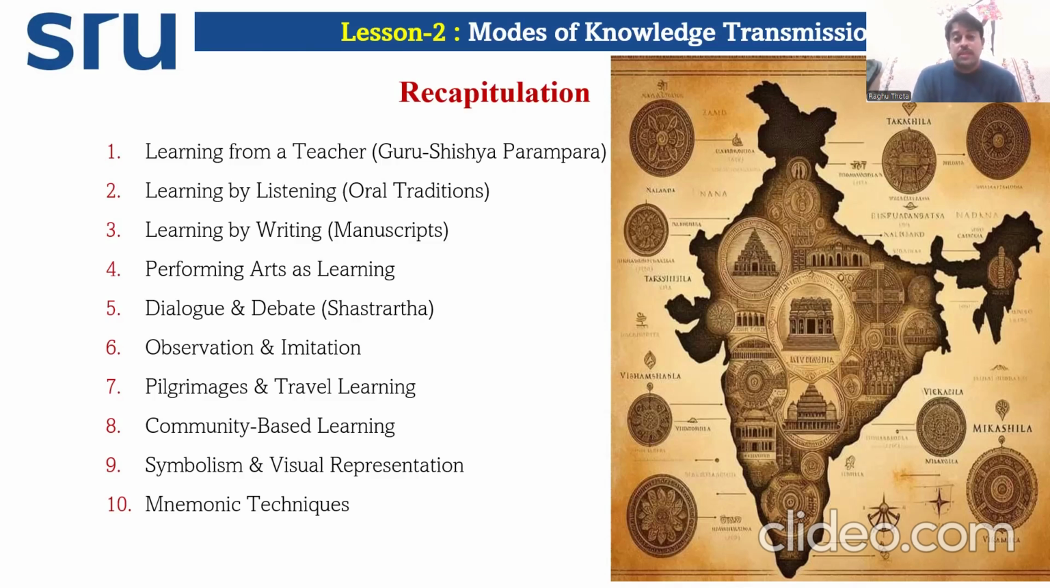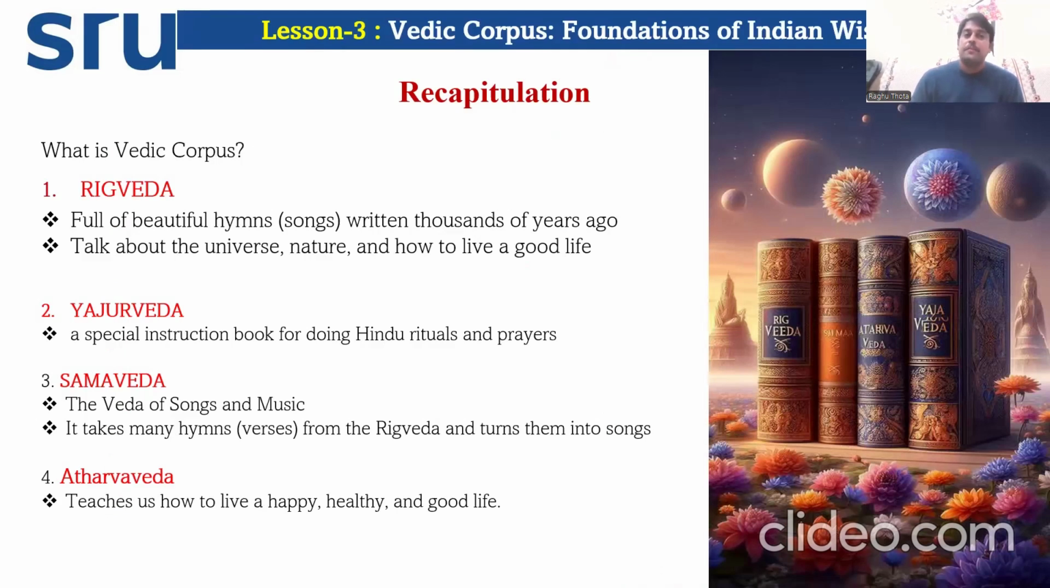If you take the best example, the well-known rhyme, Johnny Johnny yes Papa, eating sugar no Papa. We think it is just an English rhyme, but what is the meaning behind it? It suggests that eating too much sugar is not good for health. And this technique and strategy had been adopted in ancient times. This is in brief about lesson number 2, the modes of knowledge transmission in ancient India.